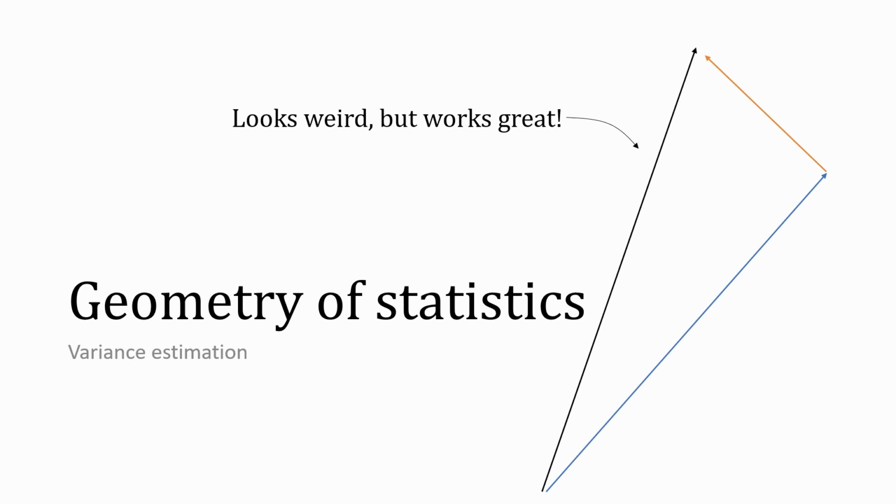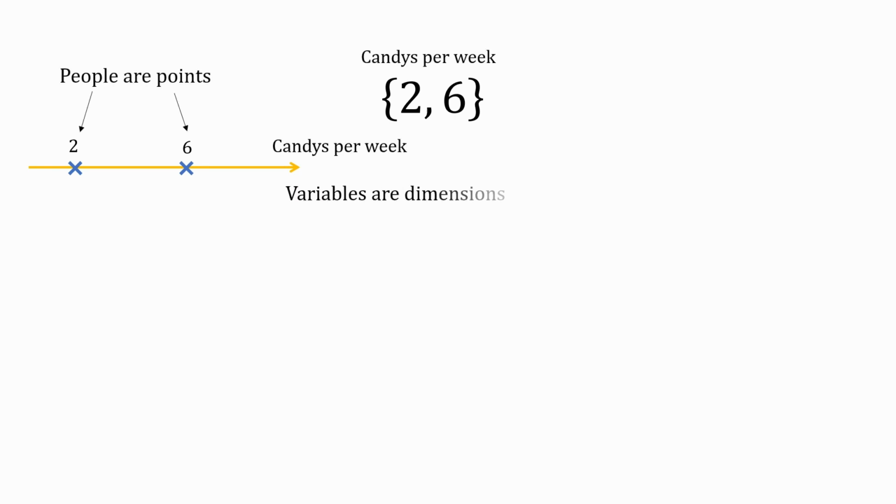Okay, here's an example. Let's use the same list of two data points as before, 2 and 6. In the traditional way, these values are drawn on a number line, like so. Two individual observations of a variable, in this case let's say candy consumption per week. Each variable is a single dimension, so when you have only one variable like we do here, you end up with a line with two observations, 2 and 6.